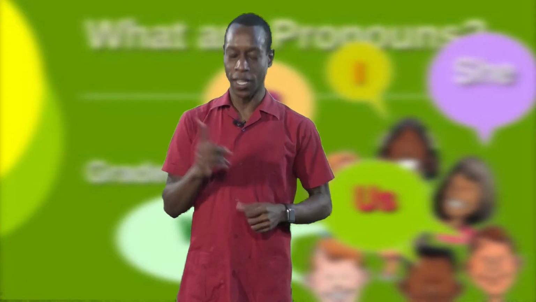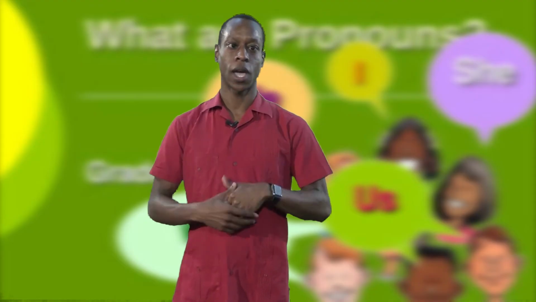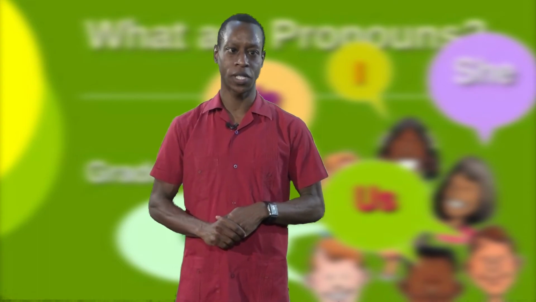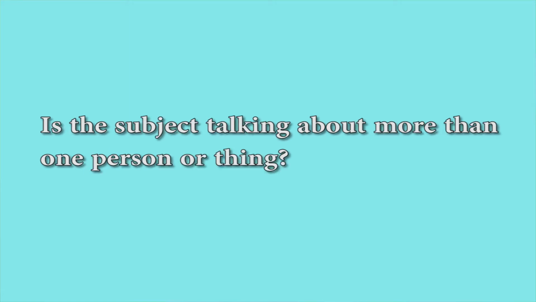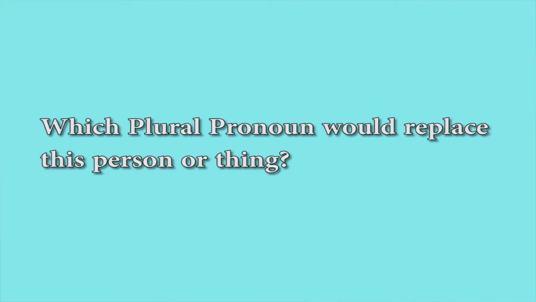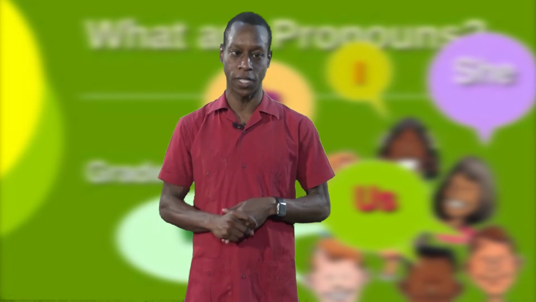Now, let's try this sentence. Mark and I have a very hardworking teacher. Before you can attempt this sentence, ask yourself these questions. What or who is the subject talking about? Is the subject talking about more than one person or thing? Which plural pronoun would replace this person or thing? Once you can answer those questions, then you can begin to attempt the activity.